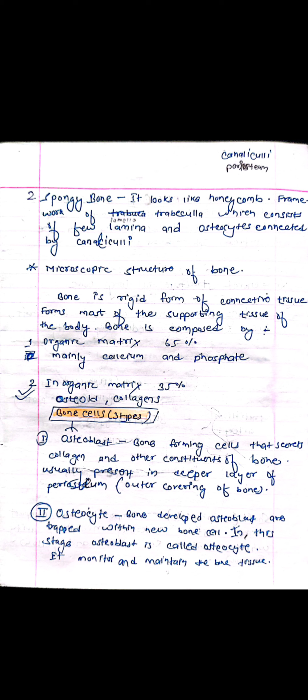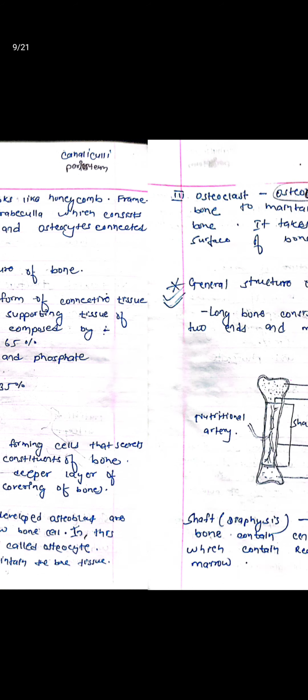Bone cells are of three types. Osteoblasts are bone-forming cells that secrete collagen and other constituents of bone, usually present in the deeper layer of the periosteum, the outer covering of the bone. Osteocytes: osteoblasts are trapped within new bone. In this stage, the osteoblast is called an osteocyte. It monitors and maintains the tissue.